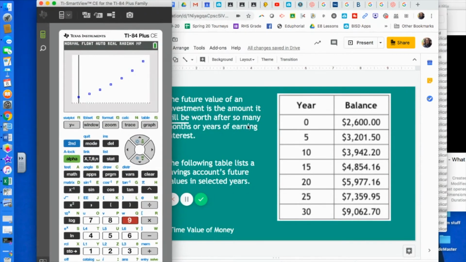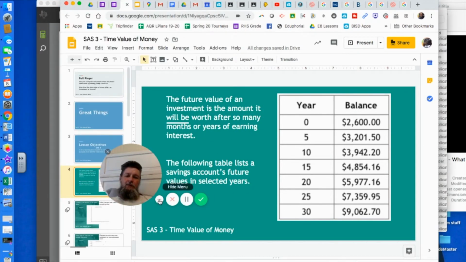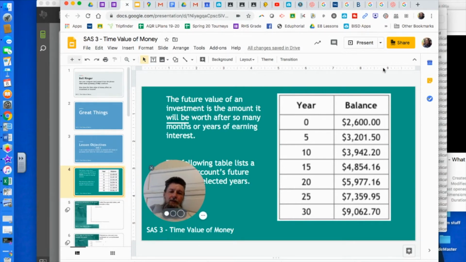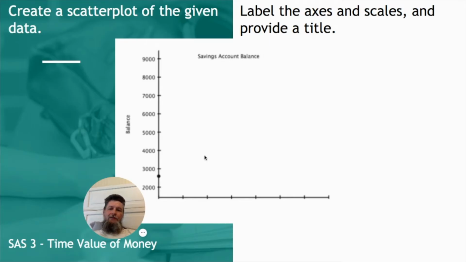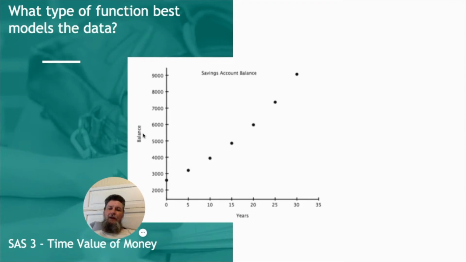So let's go back to our slideshow here and see what it looks like there. There's our balance. That's our amount of money, the value in dollars, and then the X value is in years. And we only went 5, 10, 15, all the way up to 30 years, right? So the scatter plot for 5 years, and then for 10 years, and then 15, 20, 25, and 30. Looks very similar to what I have, okay? So what type of function do you think best models this data?